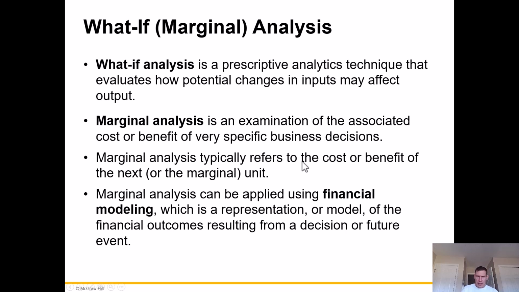So what if or marginal analysis. What if analysis is a prescriptive analytics technique that evaluates how potential changes in inputs may affect outputs. Marginal analysis is an examination of the associated cost or benefit of very specific business decisions. Marginal analysis typically refers to the cost or benefit of the next or the marginal unit. Now, marginal analysis can be applied using financial modeling, which is a representation or model of the financial outcomes resulting from a decision or future events.